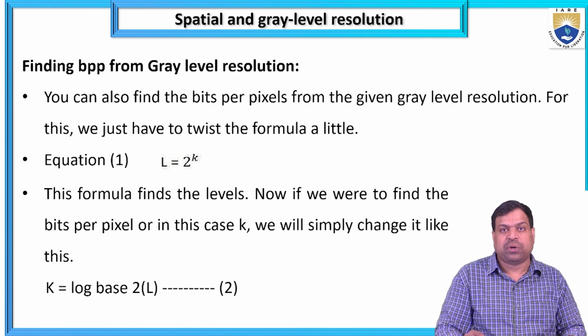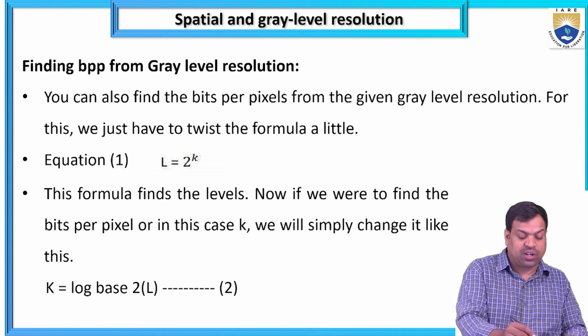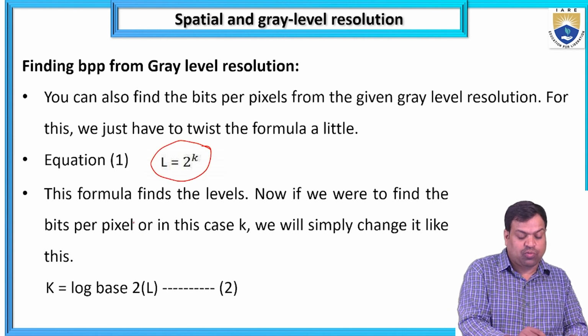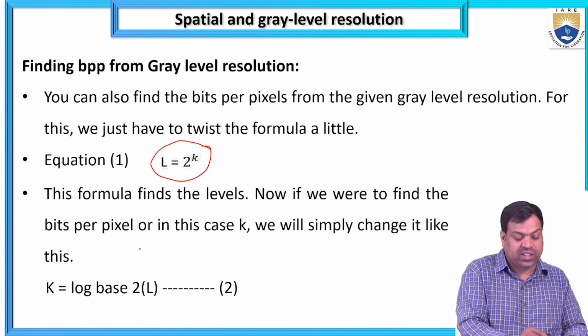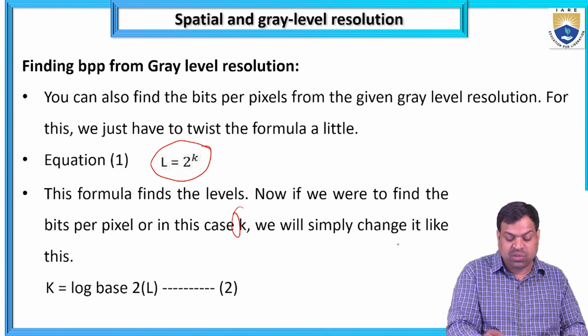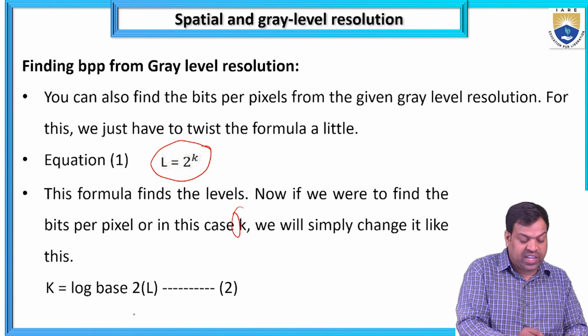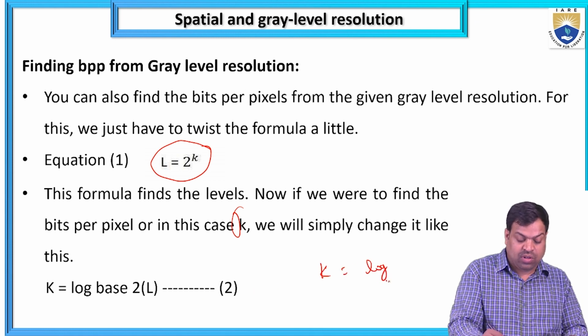Finding bits per pixel from gray level resolution. We can also find the bits per pixel from the given gray level resolution. For this, we just have to twist the formula a little bit. We already know that L equals 2 power K. This formula finds the levels, and it can also be used to find the bits per pixel, that is K. So we can simply change it like this: k equals log base 2 of L.